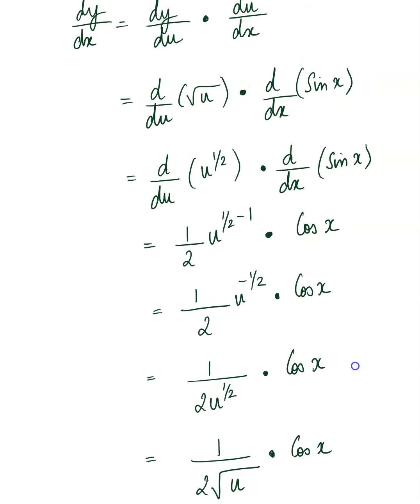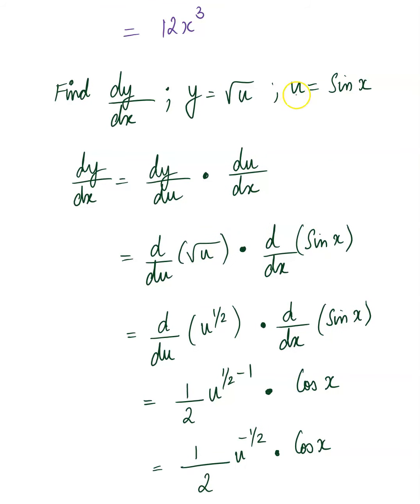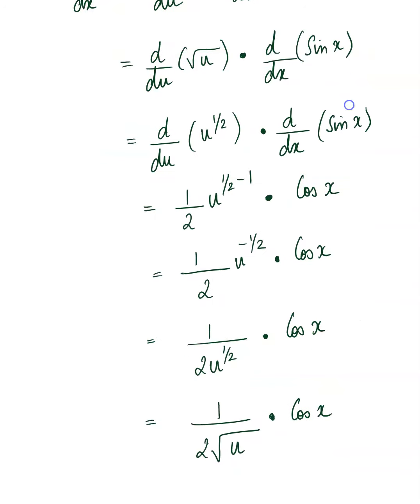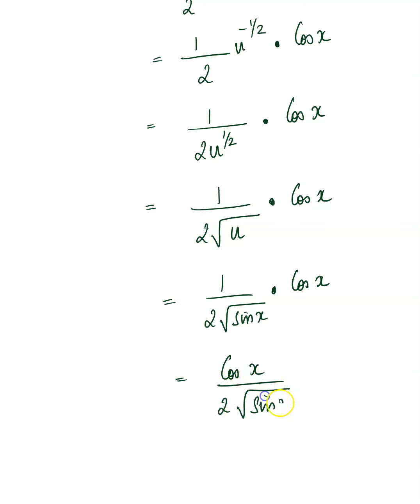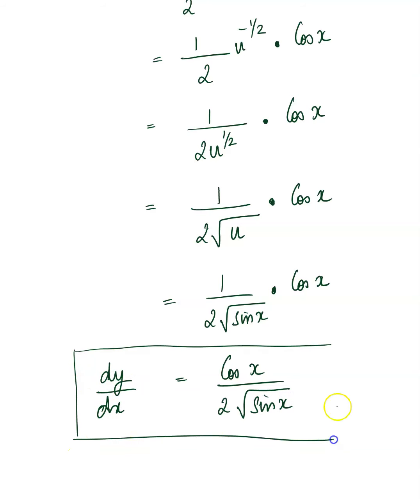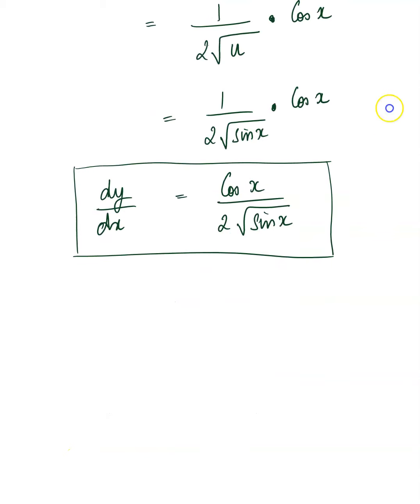And one last step where you have to replace the u. So u is sine x, so I'm going to come back here and say, okay, that's going to be 1 over 2 square root of sine x times cosine x. Again, if you want, you could shove them all together so that it could look like this, which is your dy over dx. Okay, so if it came to you in the decomposed form, you write it like this.